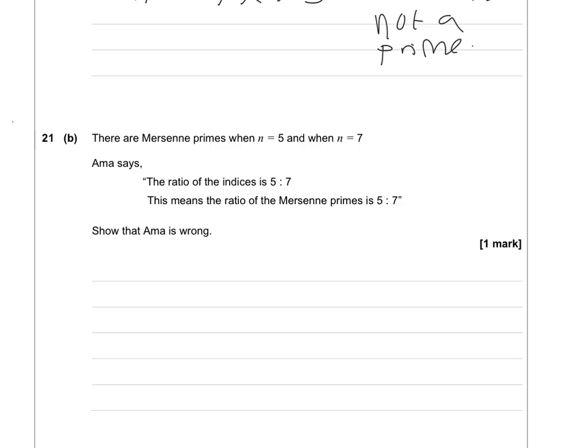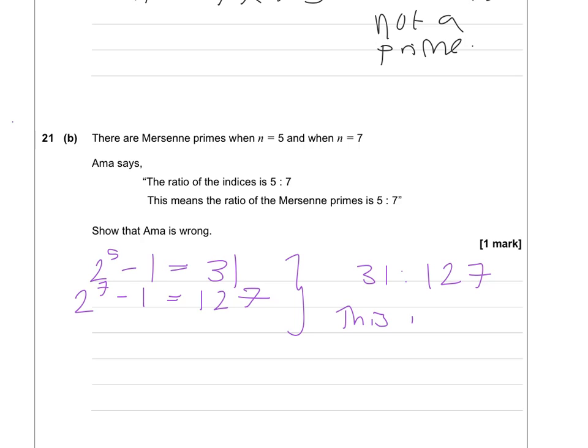Question 21, part B. There are Mersenne primes when n equals 5 and n equals 7. Anna says the ratio of the indices is 5 to 7. This means the ratio of the Mersenne primes is also 5 to 7. If we work out 2 to the 5 minus 1, that gives us a value of 31. If we work out 2 to the 7 minus 1, that gives us a value of 127. So the ratio of the two Mersenne primes is 31 to 127, and this is not a ratio of 5 to 7. These two numbers do not simplify to give us a ratio of 5 to 7.